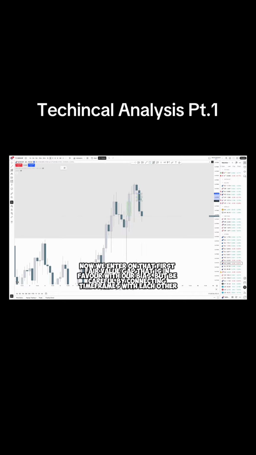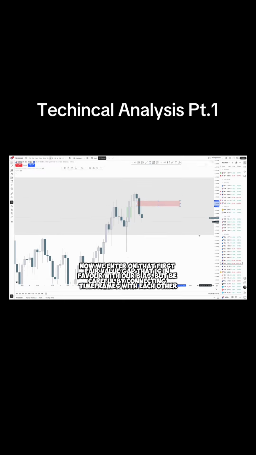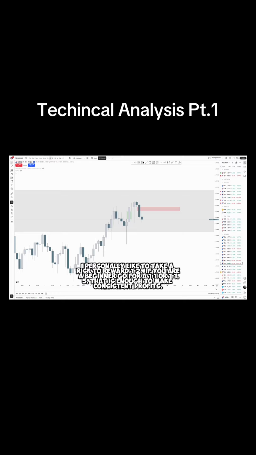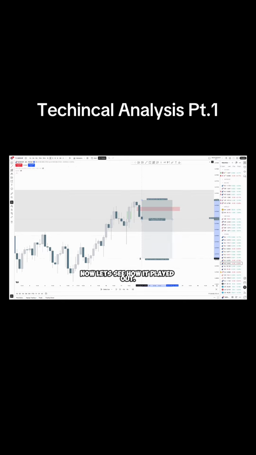Now, we enter on that first fair value gap that is in favor with our bias. But be careful by connecting time frames with each other. I personally like to take a risk to reward 1-2. If you are a beginner, go for a 1-1 or 1-1.5. That is enough to make consistent profits. Now let's see how it played out.